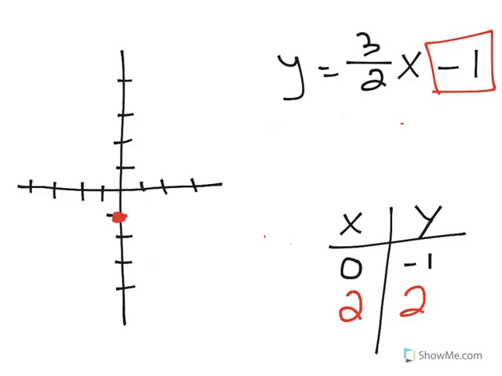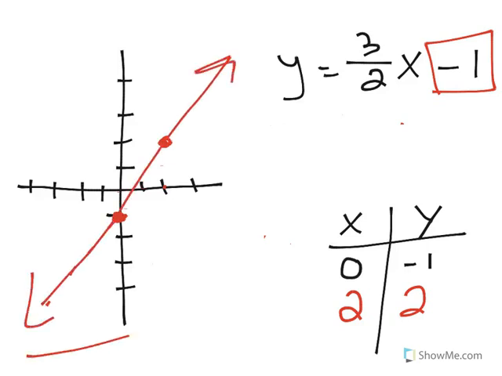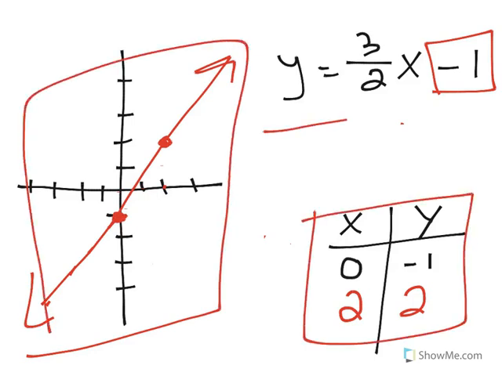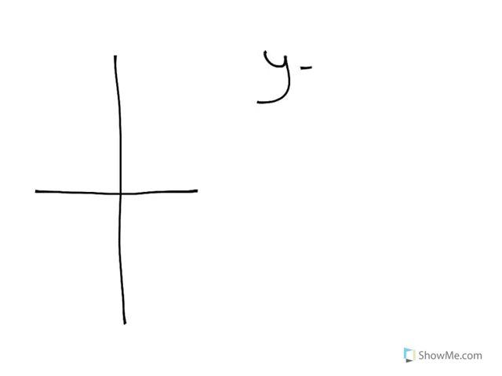So I'm going to go over 2 and up 2, and here's where my dot goes. And now I have a line. We have a graph, and our table and our equation all say the same thing. Let's try one with a negative slope. Okay, so y is equal to negative 3x plus 2.